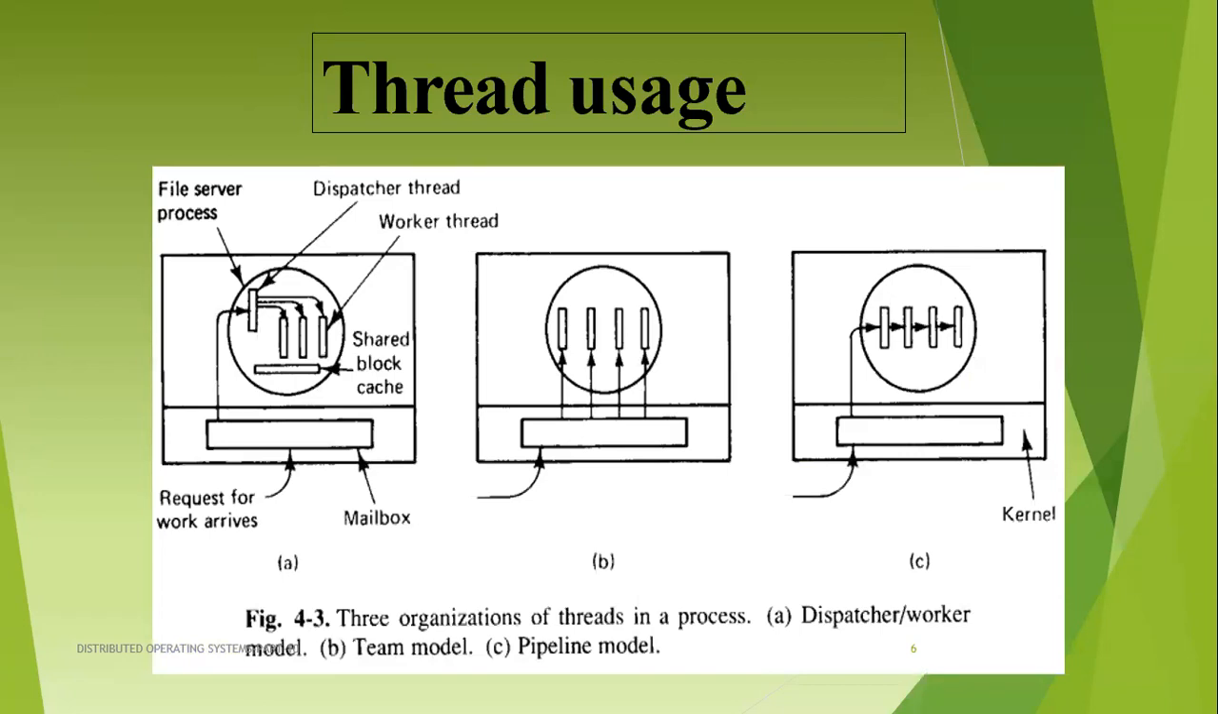The dispatcher-workers model. We have already seen the use of this model in designing the server process. In this model, the process consists of a single dispatcher thread and multiple worker threads. The dispatcher thread accepts requests from clients and, after examining the request, dispatches it to one of the free worker threads for further processing. Each worker thread works on a different client request. Therefore, multiple client requests can be processed in parallel. An example is shown in this diagram.